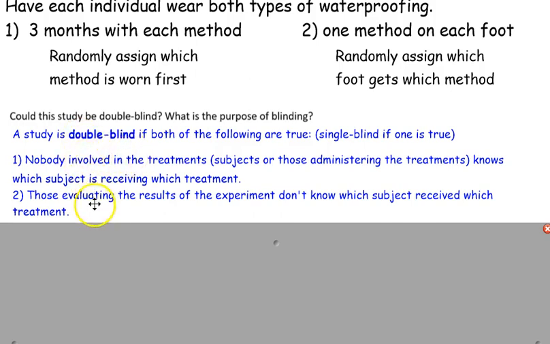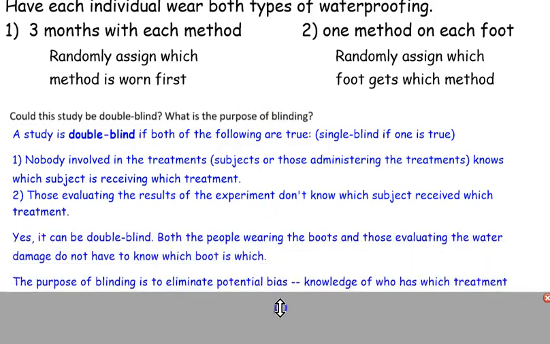For example, if they knew that the treatment that the patient had received was the placebo, they would perhaps evaluate their symptoms differently than if they knew they had gotten an actual medicine. So it's best for the doctor, also the person evaluating, in that case a doctor, to not know. So the question is, could this experiment be double-blind? Is it possible that both the people wearing the boots and the people evaluating the boots for water damage both don't know which boot is which? And yes, that is true.